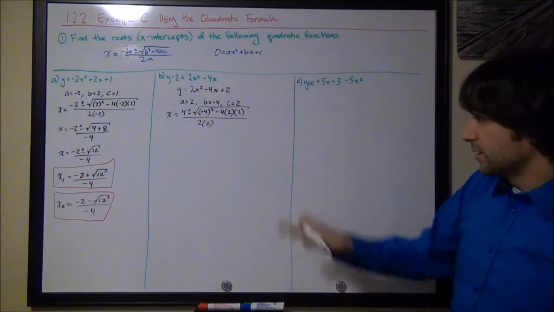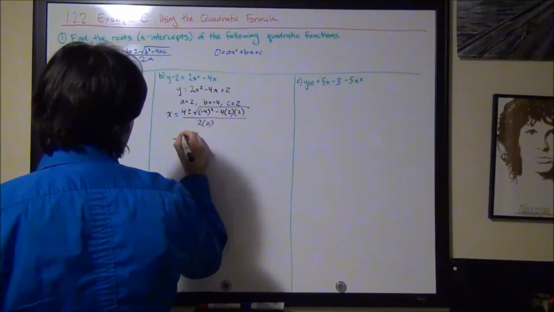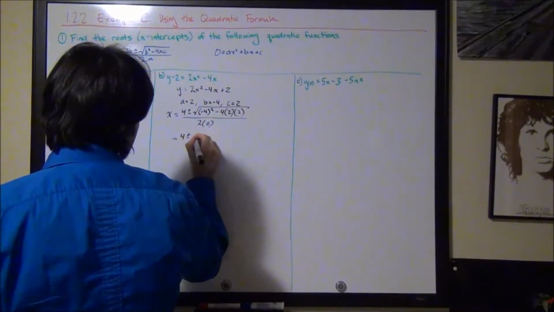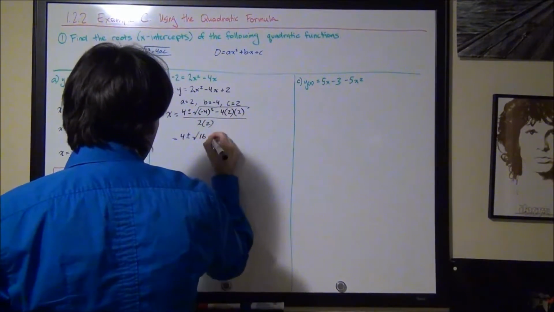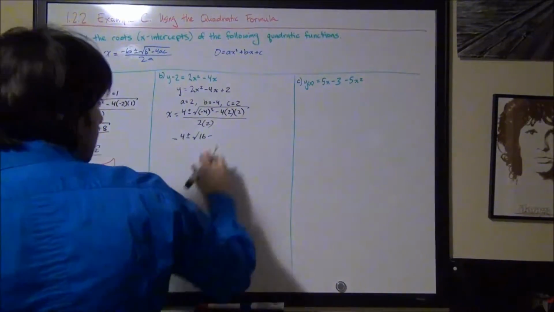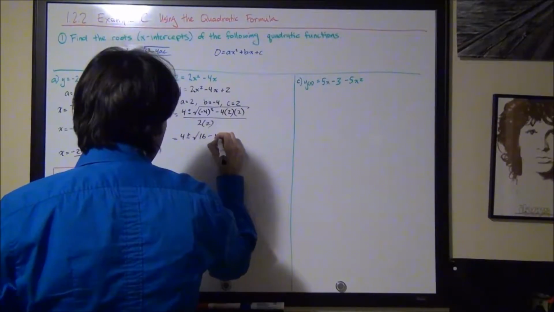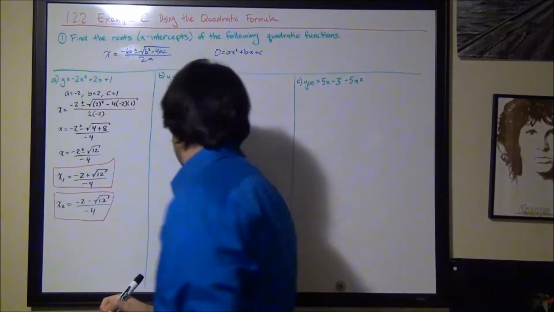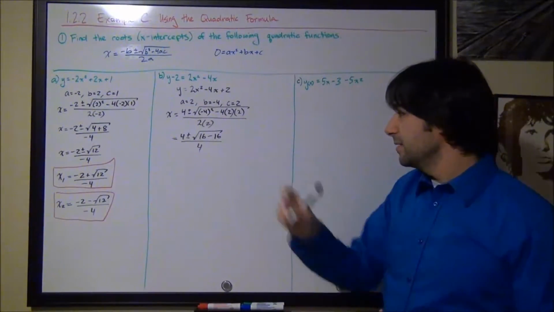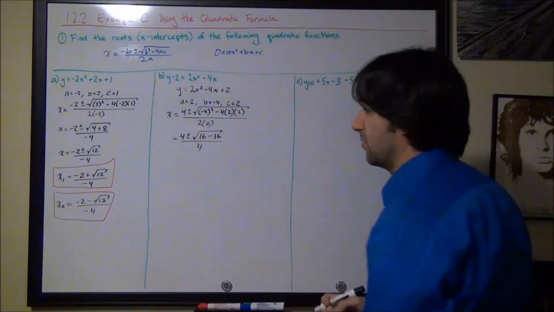Great! We can simplify this a little bit. We'll have 4 plus or minus the square root of negative 4 squared is 16 minus 2 times 2 is 4 times 4 is 16. And the whole thing's divided by 4. This 16 minus 16 will cancel out to 0.